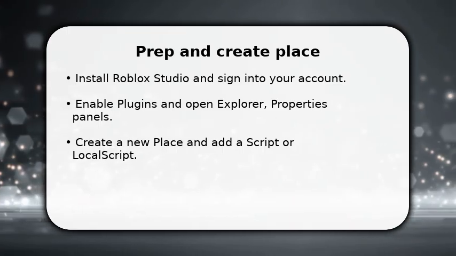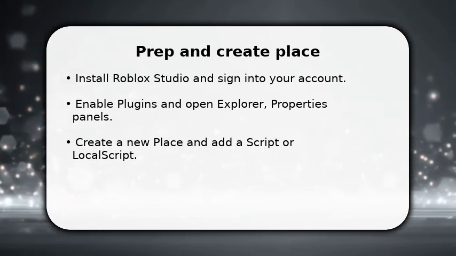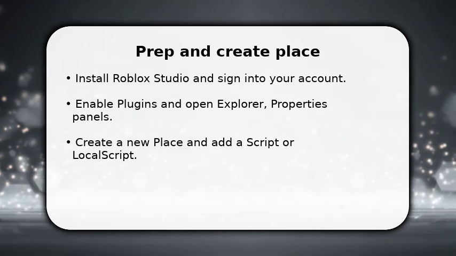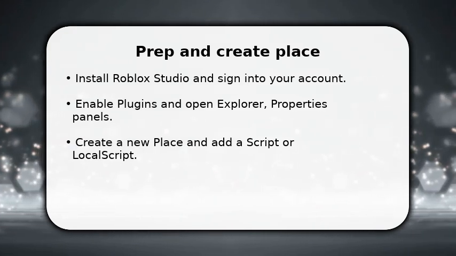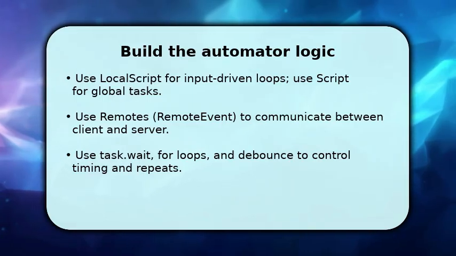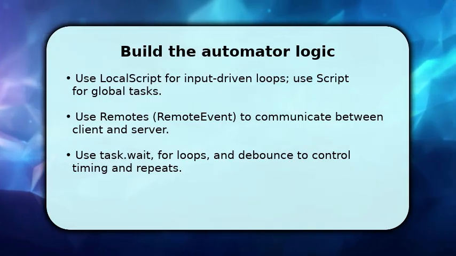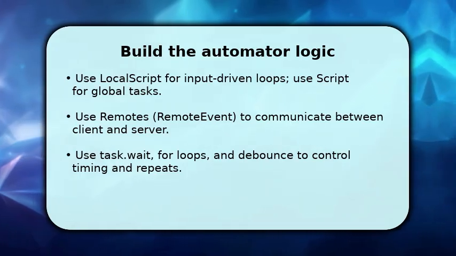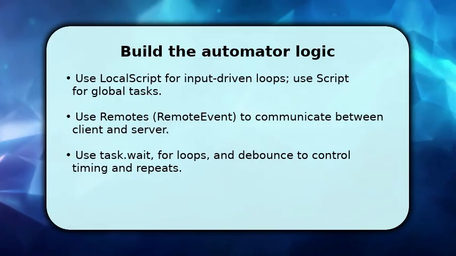This keeps testing consistent. You're now ready to write the first small routine that will drive the automator behavior from within the game environment. Now you'll write the core logic that performs actions. In a local script, use UserInputService or ContextActionService to trigger a sequence, then fire a RemoteEvent to the server for protected changes.